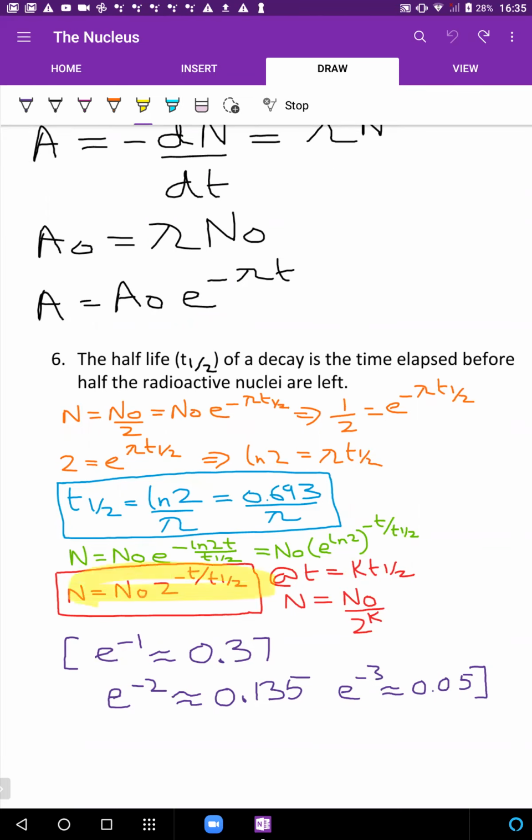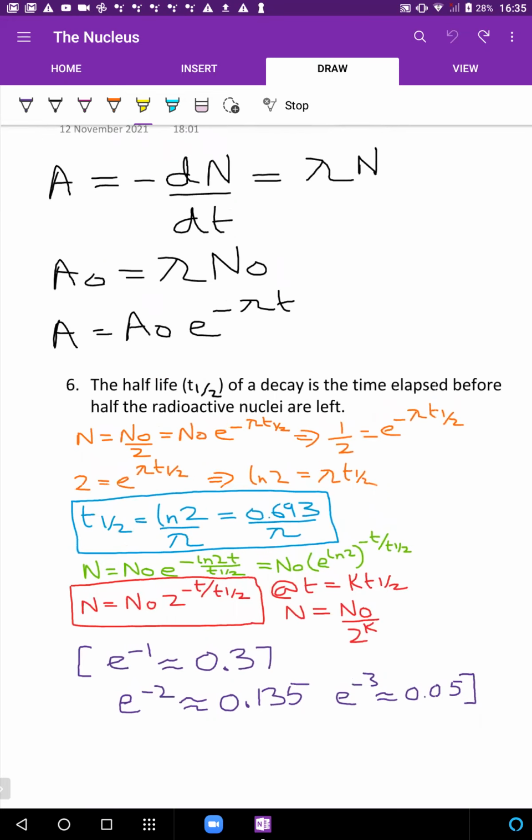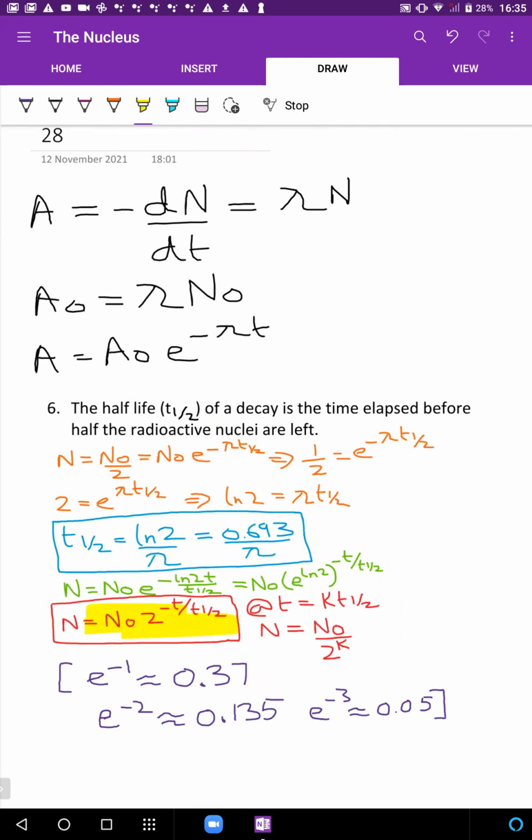So if I say t is 2.5 times the half life, you plug it in this formula and you get n naught upon 2 raised to 2.5, which is n naught upon 4 root 2. You know the value of root 2 and you can easily figure out the number of nuclei. Okay, so this is also a useful formula if you want to work with that.